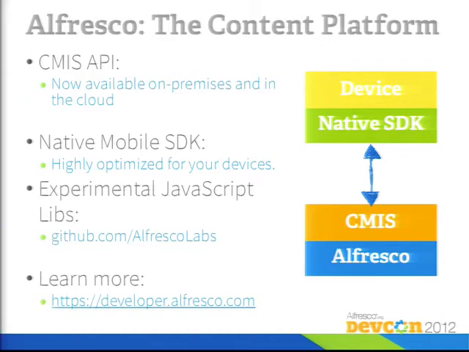We have the CMIS APIs available on premises and in the cloud, and we're basically moving towards this type of standardization. We have mobile SDKs, native SDKs, and I'm working on an experimental JavaScript library, and the URL is right there. You can see a bunch of other experiments. It is a personal project, and we'll talk more about it a little bit later. We also have our developer program that anybody can join. Just go to developer.alfresco.com, sign up for an account, download the SDKs and all that fun stuff, and develop apps.